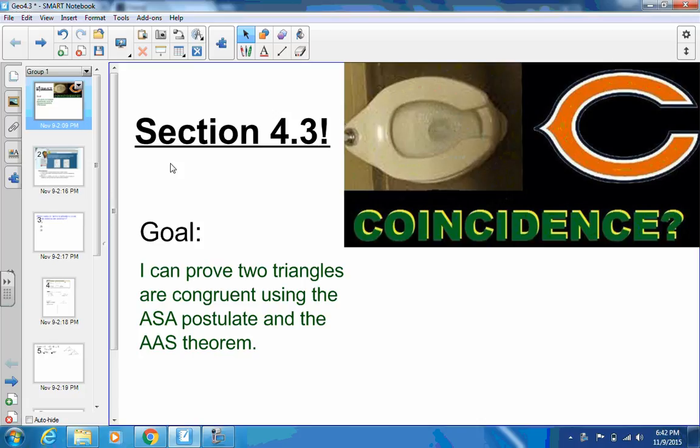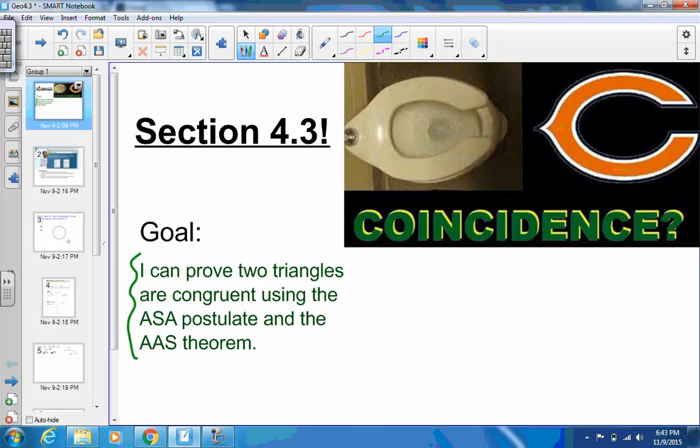But anyway, section 4.3. Your goal for section 4.3 is similar to the goal for section 4.2, only we're coming up with a couple new ways to prove triangles congruent. And those would be right here. So write down this goal. It says I can prove two triangles are congruent using the ASA, which would be the angle side angle postulate, and the AAS theorem, which is the angle angle side theorem. All right, please have those goals written down.